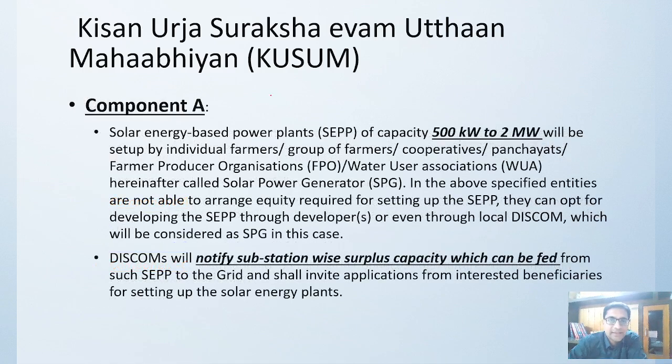So component A is a solar energy based power plant. If you have a barren field, for a 500 kilowatt to 2 megawatt solar power plant, you can put one up, whether you are an individual farmer, a group of farmers, a cooperative, or a panchayat. Whosoever you are, you can set this up, and the government will provide you a subsidy in setting it up. Discom will notify the substation surplus capacity which can be fed directly into the grid. So this is for extra income generation. 500 kilowatt to 2 megawatt, if you have a barren field, you can put it.